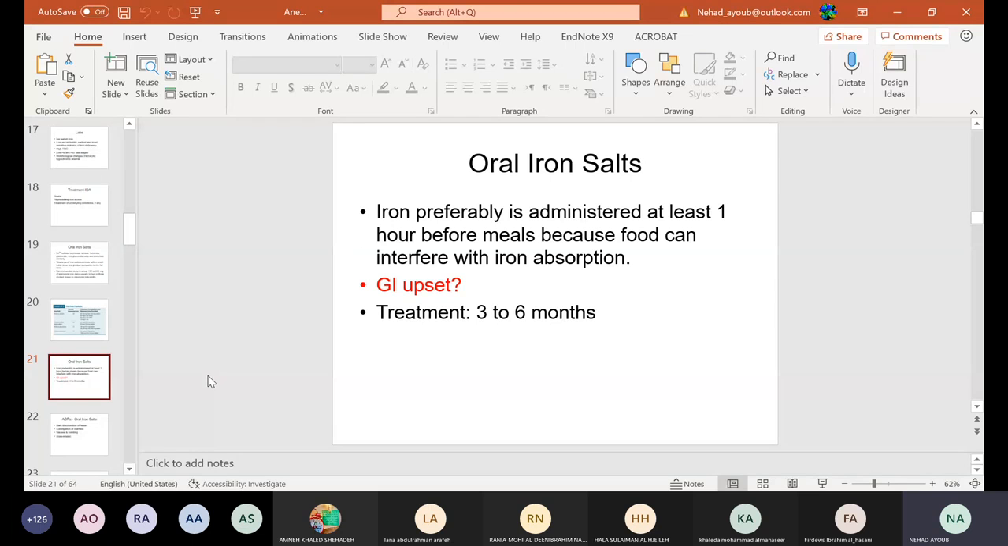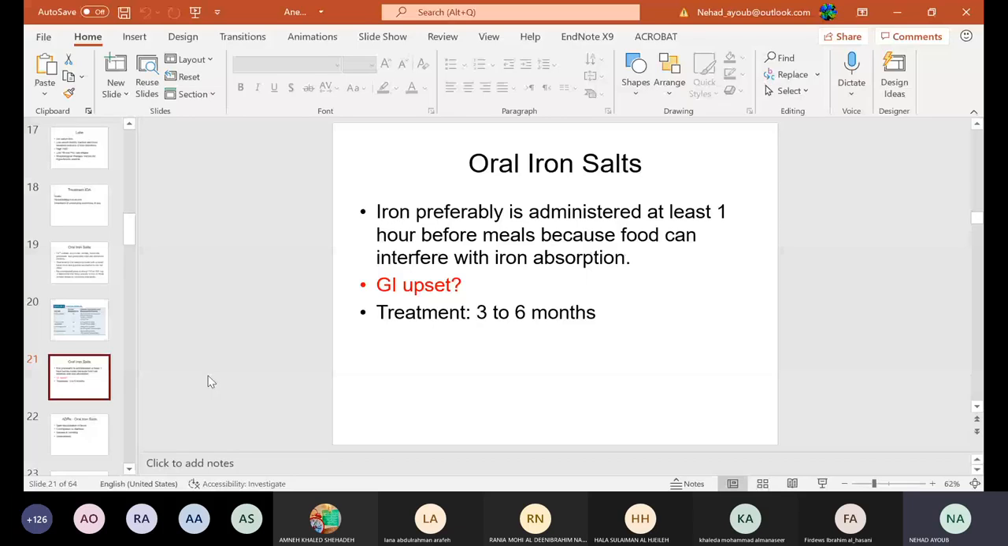Now, in many cases, taking iron salt on an empty stomach will cause GI upset, and this could sometimes be a reason that patients quit treatment. So what should we do? If the patient comes and says that when I take the iron on an empty stomach I have GI upset, what should we do? We tell them to take it after the meal. Taking it after the meal might impair absorption a little bit, but we want to assure that the patient takes the medication, otherwise patients will be non-adherent and there will be no benefit of oral iron.